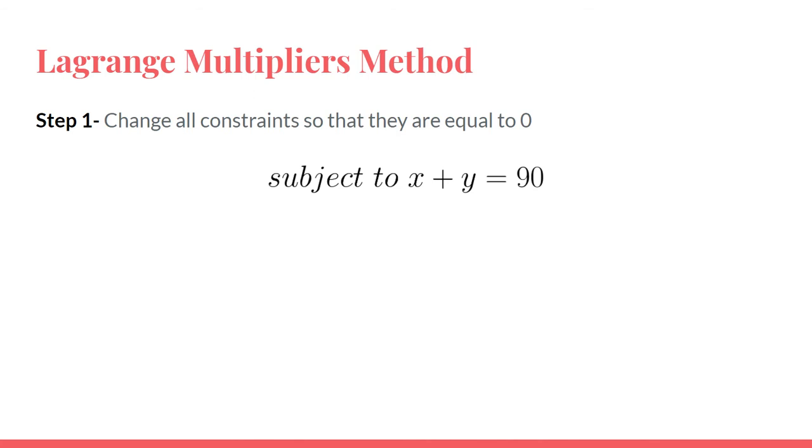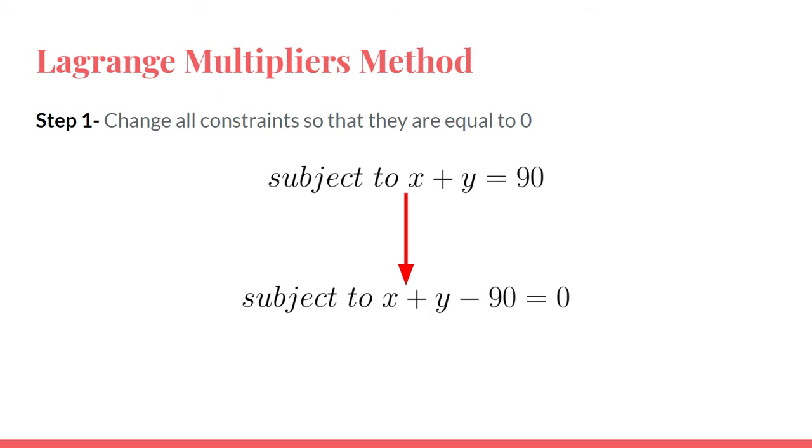Now, let's use the Lagrange multipliers method to solve our problem. I will do each step carefully so you can see how to apply the method. The first step is to change all constraints so that they are equal to 0. This will help us later to obtain its normal at the point where it is tangent to our objective function.